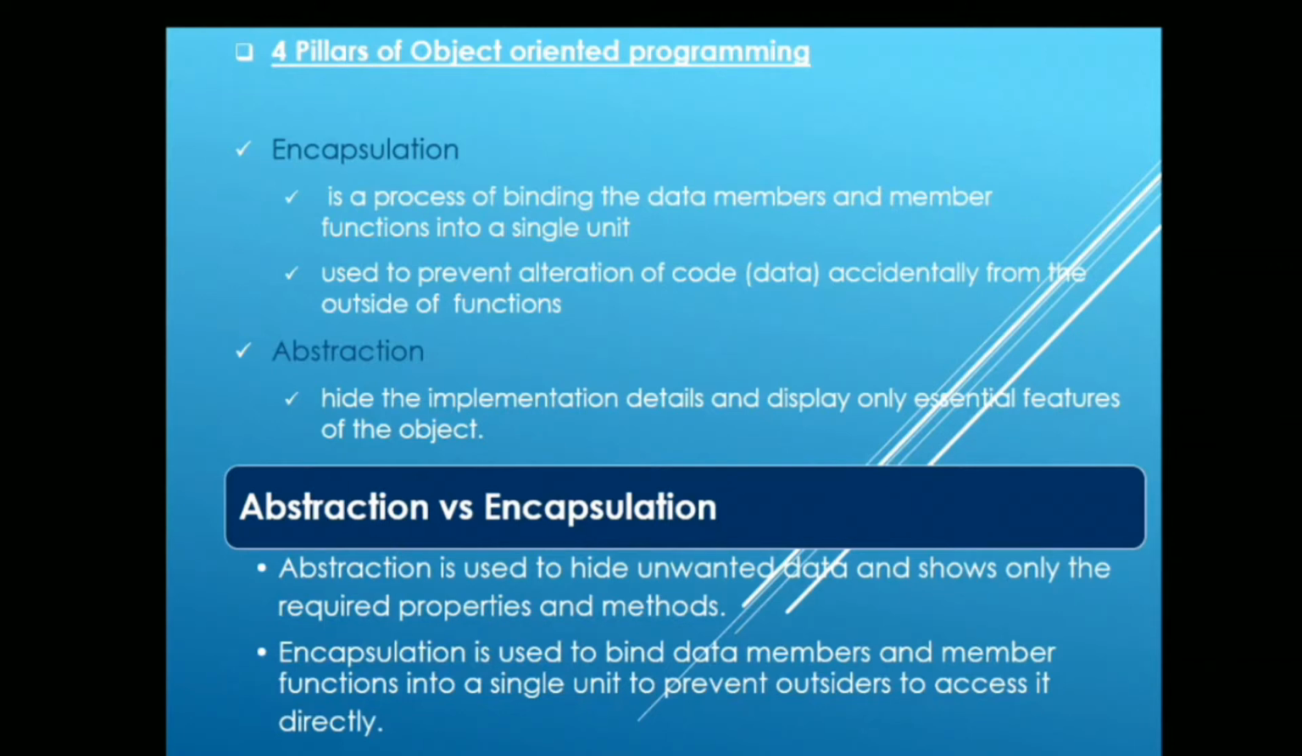So, moving ahead with the next concept. The question is, what are the 4 pillars of object-oriented programming? The 4 pillars are encapsulation, abstraction, polymorphism, and inheritance.